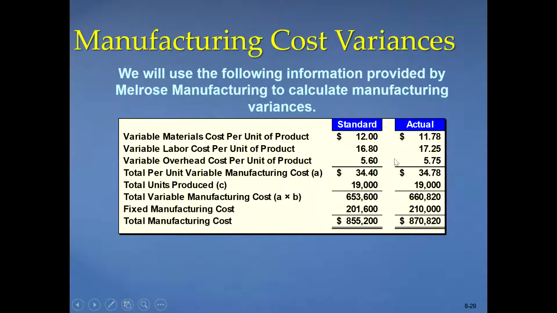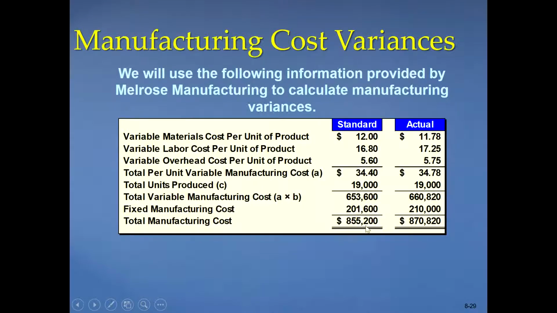Similarly, for overhead cost, actuals we spent more than the standard. So if you look at a total variable cost, actual versus standard, here we can see that total variable manufacturing cost per unit is unfavorable variance because we spent more than the standard. Now if you want to calculate a total cost, multiply by 19,000, so we can get a total variable cost. This is the fixed cost.